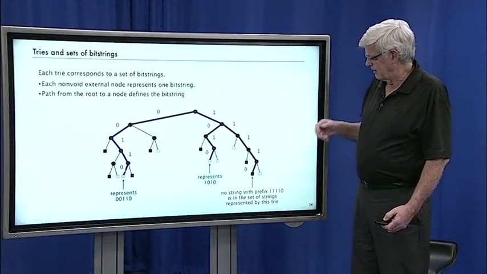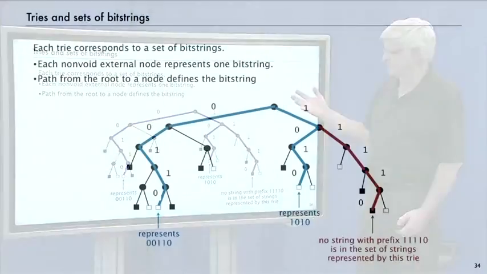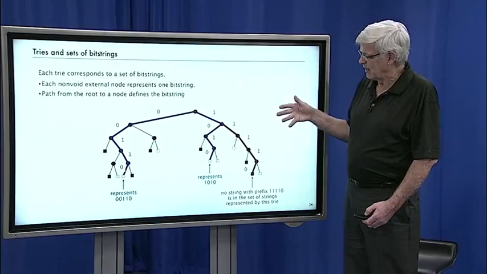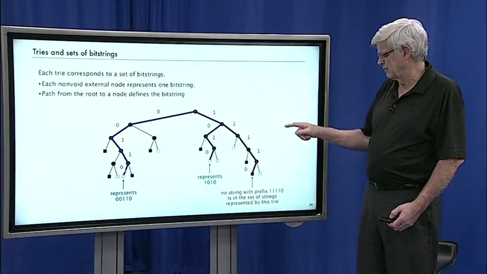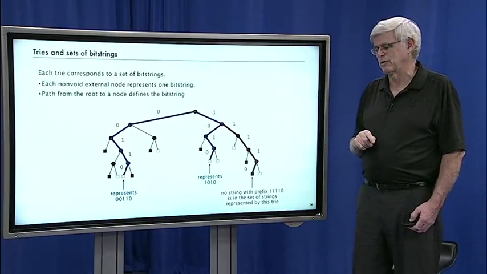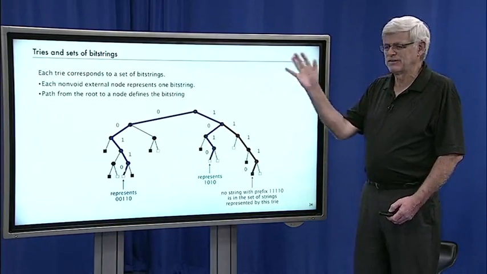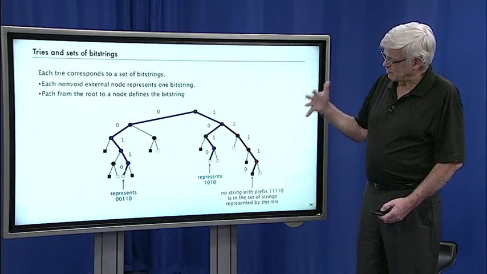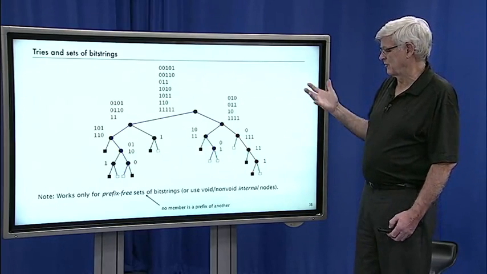So now the void nodes have a different interpretation that derives right from this definition. For example, if we go right 4 times and then left, we come to a void node. What that means is that no string with that prefix is in the set of strings represented by this trie. The trie represents, in this case, 1, 2, 3, 4, 5, 6, 7 bit strings. And then the void nodes represent the prefixes of all the bit strings that aren't represented. So that's what we think of as a trie. It corresponds to a set of bit strings.